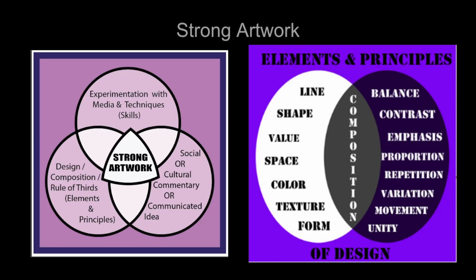Another important item is talking about the strong work Venn diagram. Here you can see it on the left. Hopefully what you can see is that using the elements and principles is just one part of creating strong artwork. You also have to know and be able to design around the rule of thirds, experiment with media and techniques, and communicate something about the larger world around you for your work to be really strong.